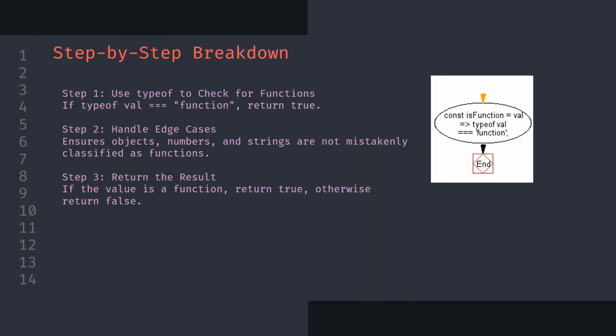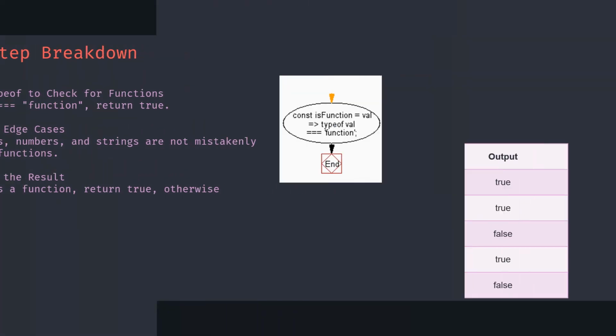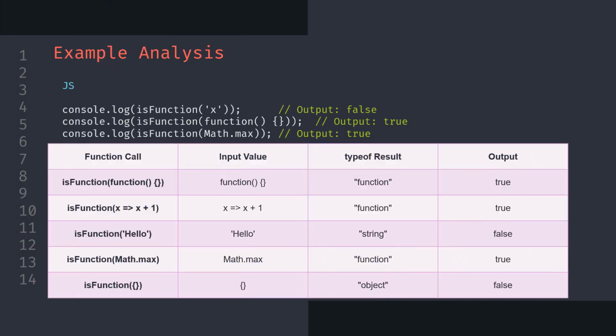This method ensures that only function types pass the check, while excluding objects and other data types. The typeof operator is fast and efficient, making it the best approach for detecting functions. This function correctly identifies functions while rejecting other types like objects and strings. Using typeof ensures we do not misclassify complex data types.